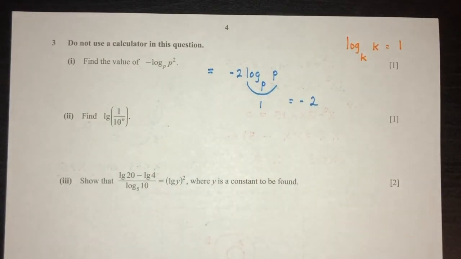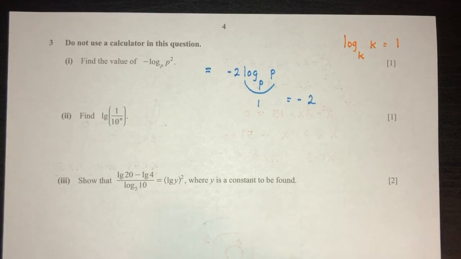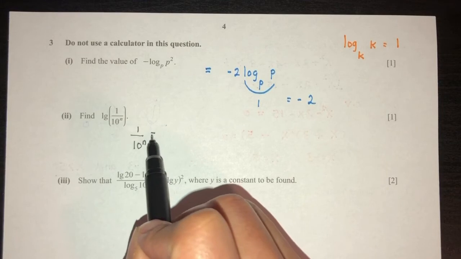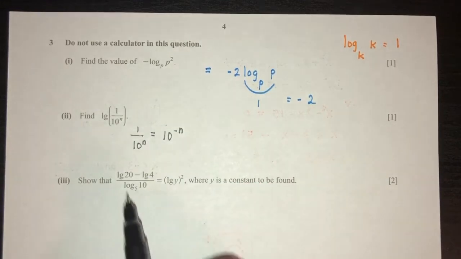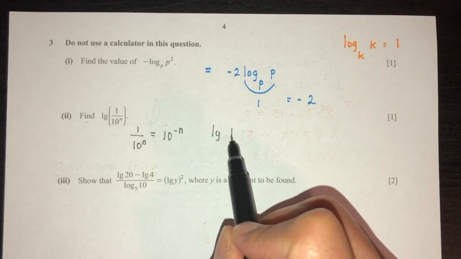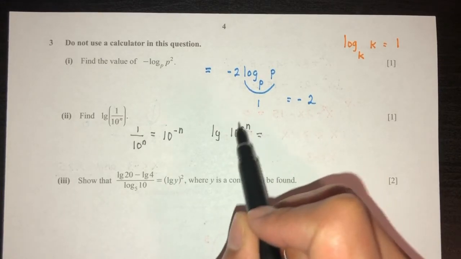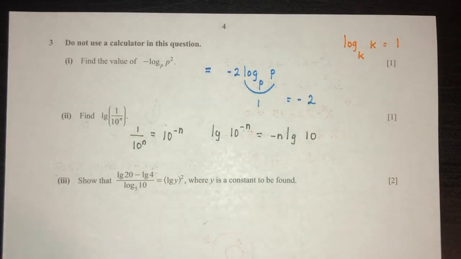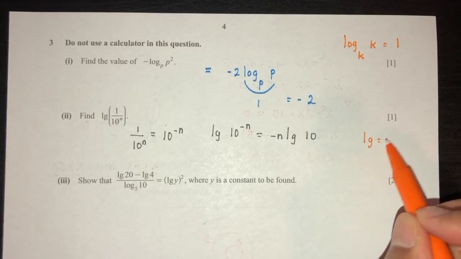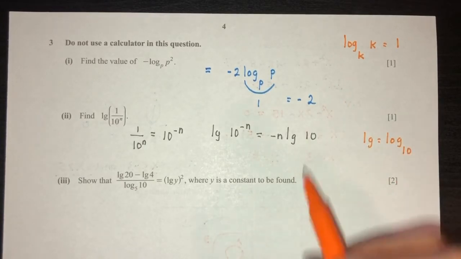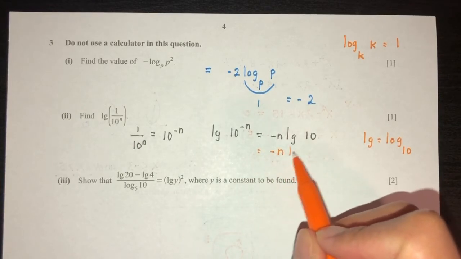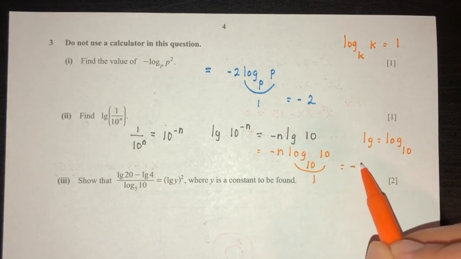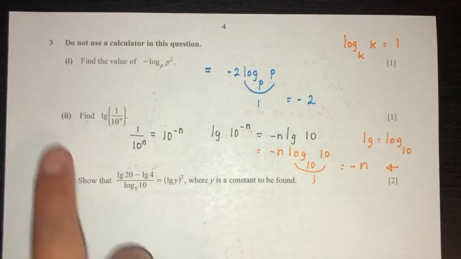This is part 1. Now for this one, how would you simplify this? Let's see. So what is 1 over 10 power n? You can write this as 10 power minus n. So this will become log of 10 power minus n. Now we can send the power to the beginning. You will have minus n log of 10. Now you have to know that lg is actually log to the base of 10. So we have minus n log to the base of 10, 10. So this is 1. You will have minus n as your value. This is your value for part 2.